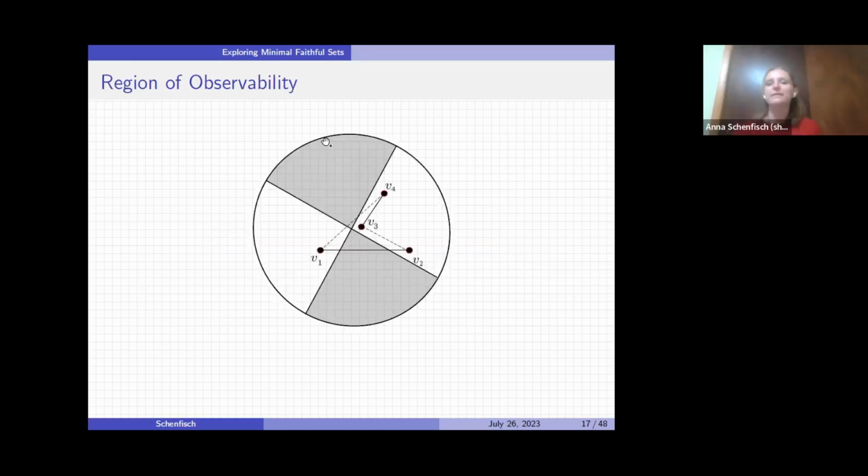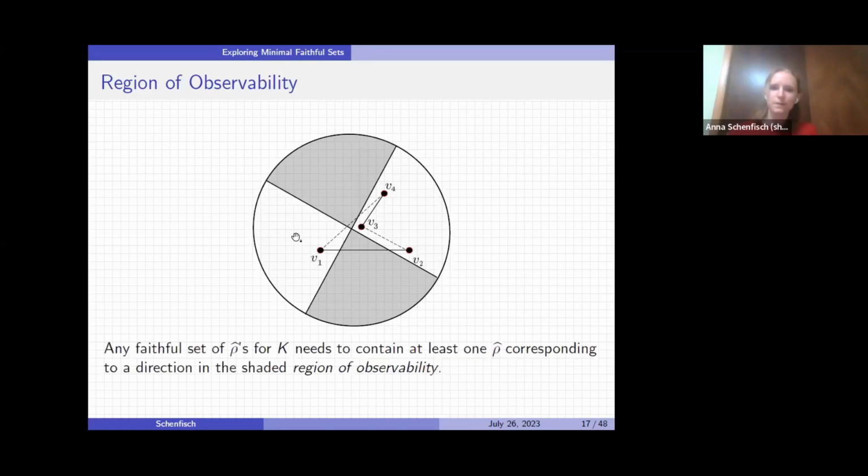We can quantify that by what I'm calling this region of observability. So it's this gray shaded region. Anytime I take a direction from this gray shaded region, I'll be able to know for sure if I'm looking at K or K prime. Any direction in this white region, I can't tell. So if I'm going to have a faithful set of augmented diagrams, I for sure need to have a direction coming from this gray region. Otherwise, I don't know if I'm looking at K or K prime.